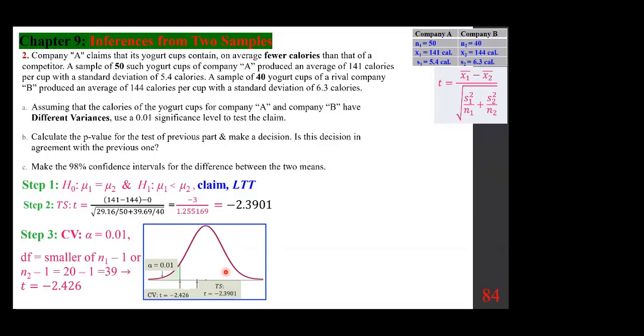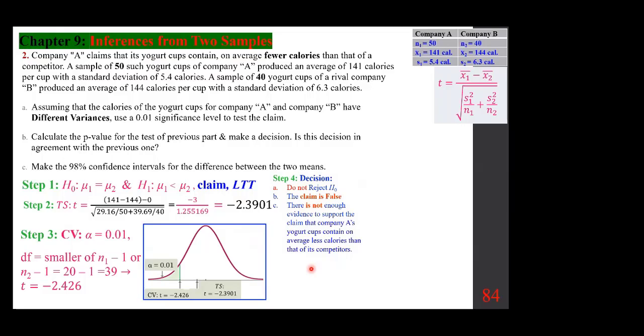Therefore, your decision is very simple. Do not reject H0 or fail to reject H0. So when you are not rejecting H0, that means you're rejecting H1. The claim becomes false. There's not enough evidence to support the claim that company A's yogurt cups contain on average less calories than that of its competitor.